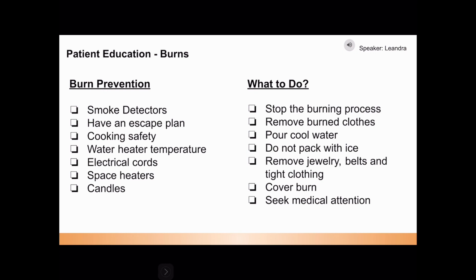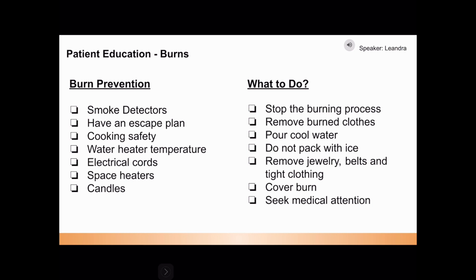Using long or frayed extension cords can be a fire hazard and should be replaced. You should keep the area surrounding a space heater clear of any flammable materials and away from the reach of children. Lastly, to prevent burns, be cautious when having lit candles as they can lead to fires. What should you do after a serious burn occurs?